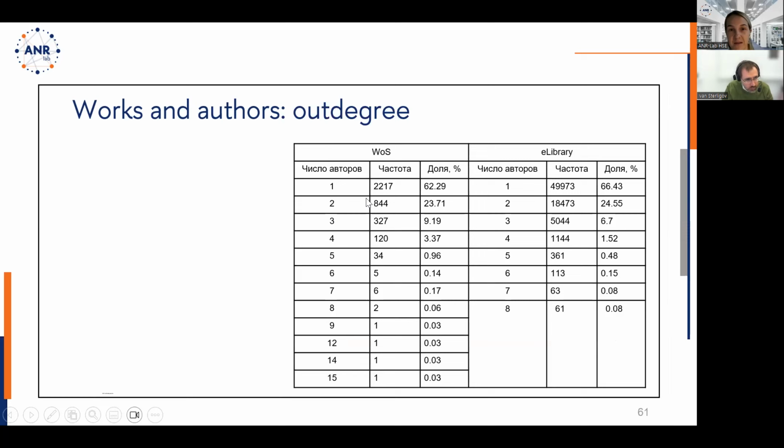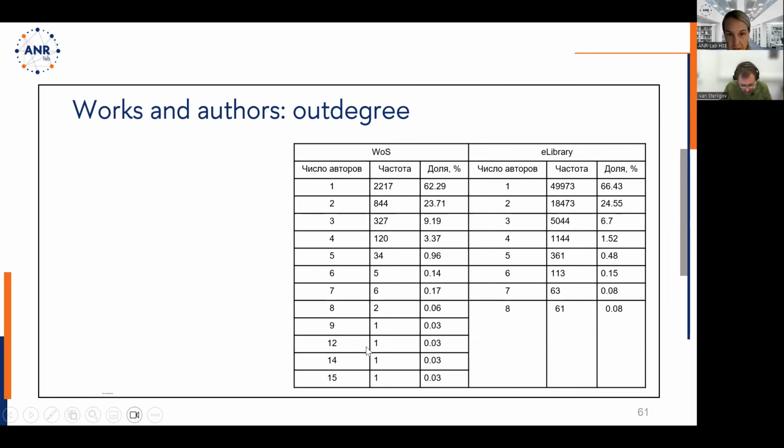And of course, we can expect that they would have a lot of publications in Web of Science in international journals. Then this is the out degree of this works and authors network, and basically in eLibrary, as I said, we made a decision that we would count only up to 8 authors. We can of course get the information on the maximum number of authors in our eLibrary dataset.